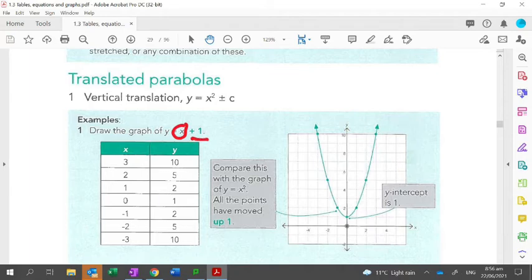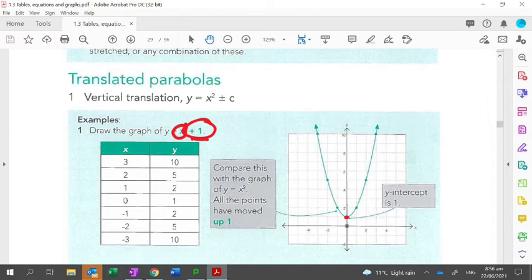But we have our plus c. So that plus c is going to move the vertex up or down. And in this case, since it's a positive 1, it moved it 1 unit up from the origin. You see, everything else stayed the same. It just popped it up one spot. And that's what a vertical translation does.